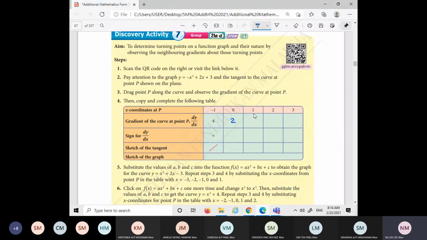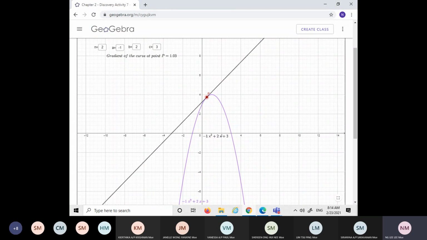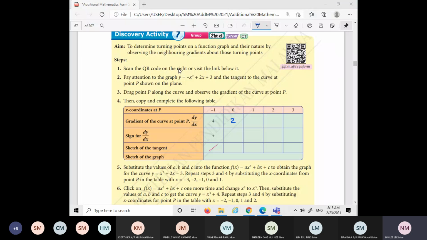How about when x is 1? You adjust, because here is 0, here is 2, so 1 is around here, which is on the turning point. When x is 1, the gradient is 0. Here the gradient is 0. So you fill out 0 here.